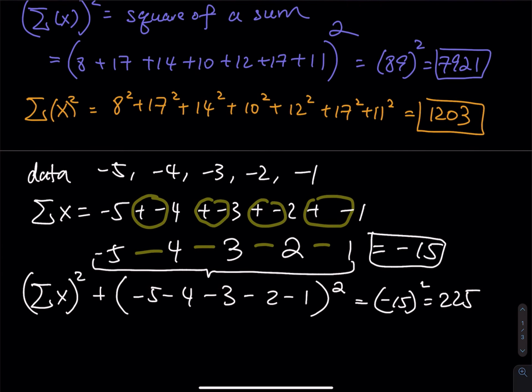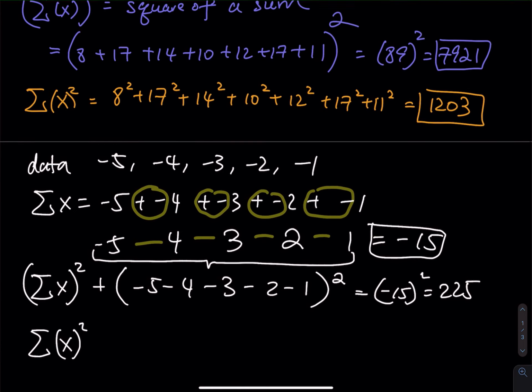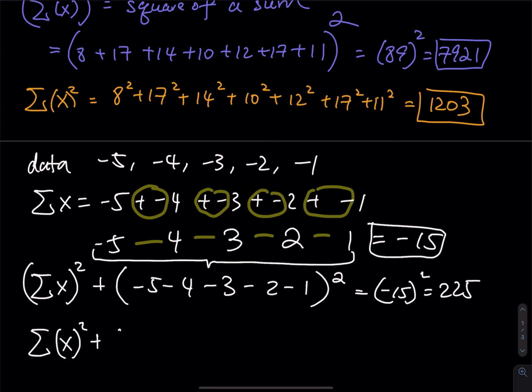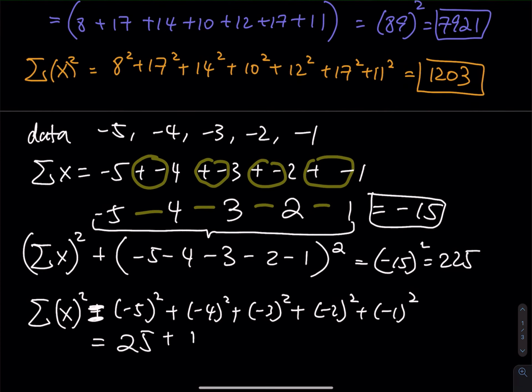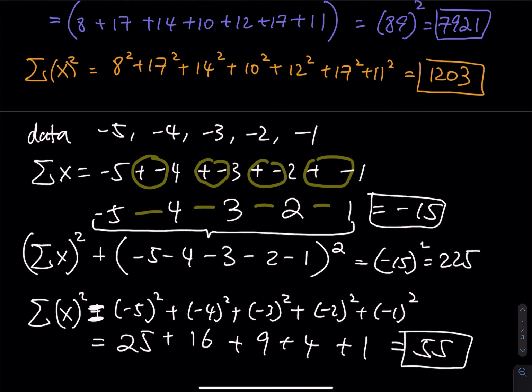How about the sum of squares? So we have the sum of x square. So this one we square every individual value. -5 square plus -4 square plus -3 square plus -2 square plus -1 square. So that is equal to 25, and then 16, and then 9, and then 4, and then 1. The sum is equal to 55. Alright, so that is how you take care of the negative values.